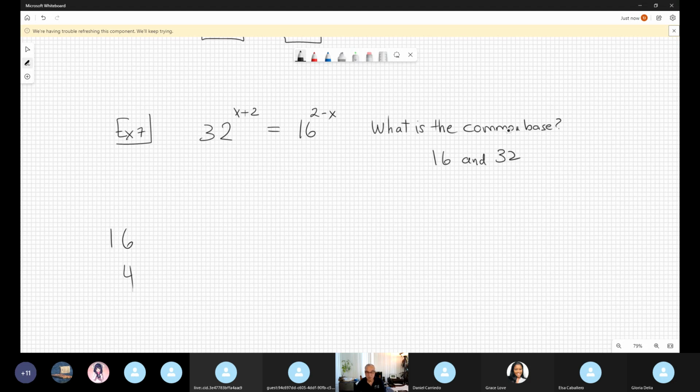Okay, let me try 16. 16 is 16 raised to the 1 power, no? But 32, so you raise 16 to the second power, it's 200 something, no? Let me try in a calculator. 16 squared is 256. You see it's too hard, too fast, no? Increasing too fast. No, 16 has no common base.